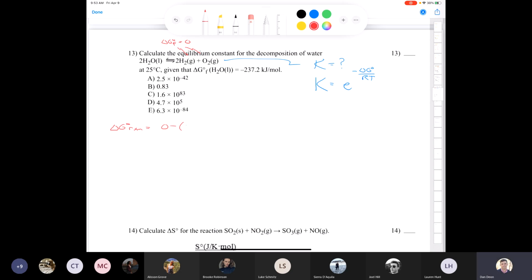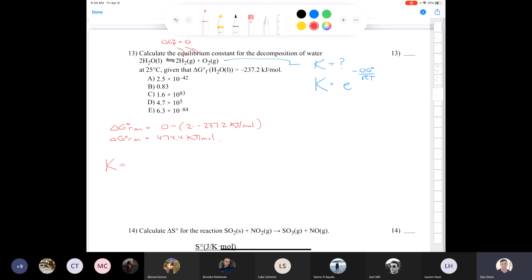So it's 0 subtract 2 times negative 237.2 kilojoules per mole. I just noticed a mistake in my answer that I wrote down. So I'm going to double check myself here, and I might have to come back on this one, which really sucks. So I have 0 subtract negative 237, so it's 237.2 times 2, which would give me 474.4 kilojoules per mole. Okay, so then I would just use that number.